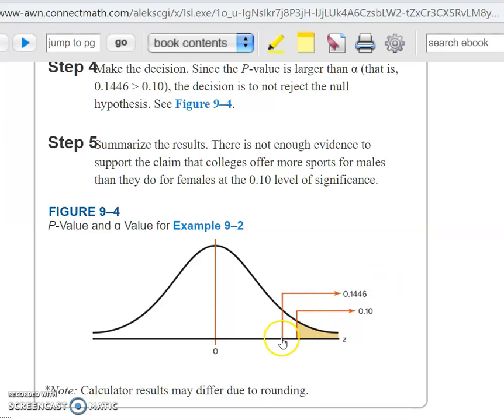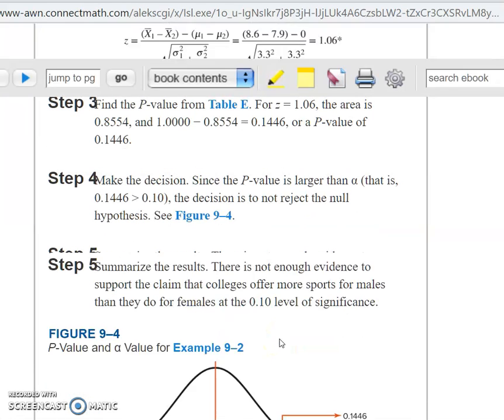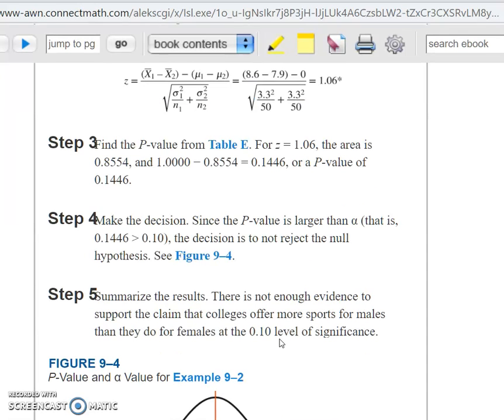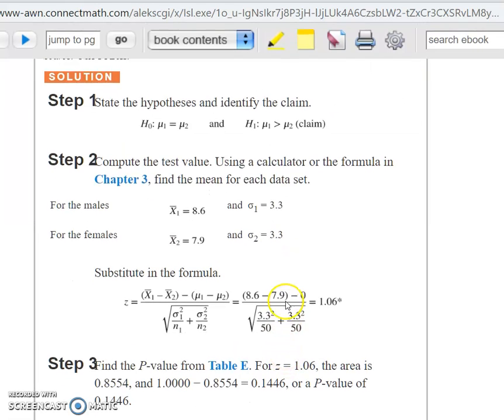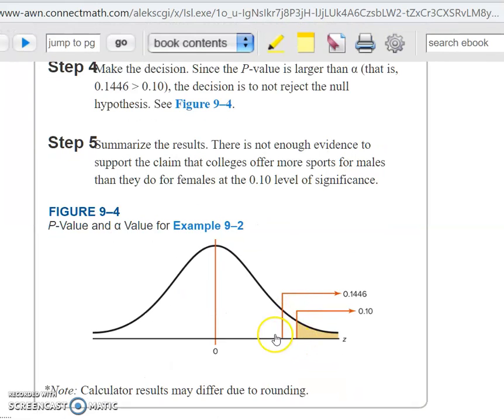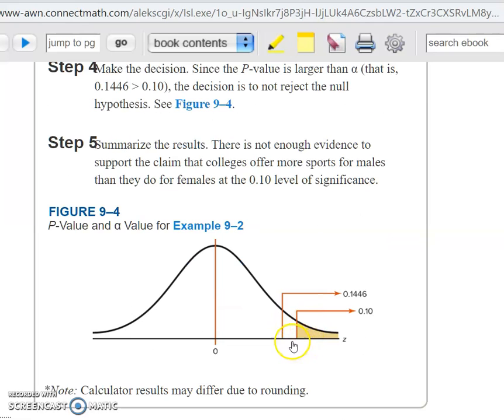Okay, so I wish you would have written that in there, but right there, that's the z value of 1.06. That z value of 1.06 corresponds to this difference here, the 8.6 take away 7.9, that corresponds to the difference of obtaining that difference. So what it all boils down to is the probability of getting that much of a difference or more, from here to here. That is the probability. So it's 14.4%.